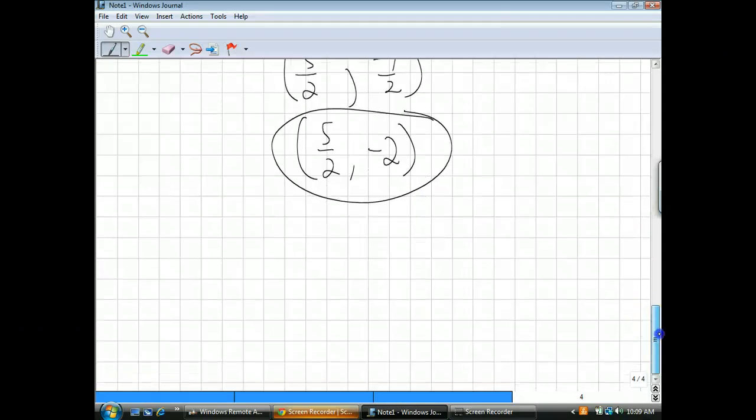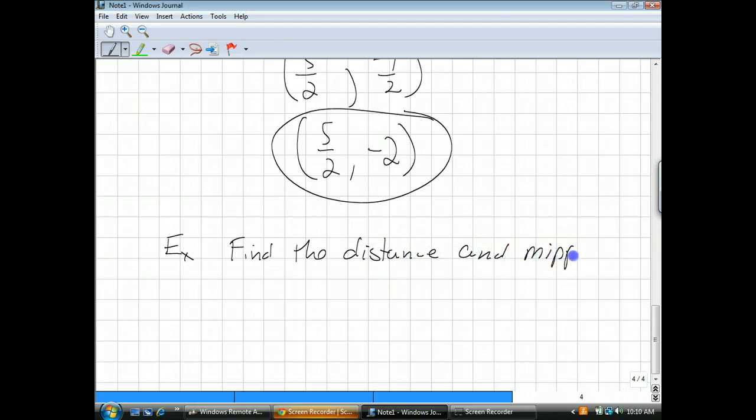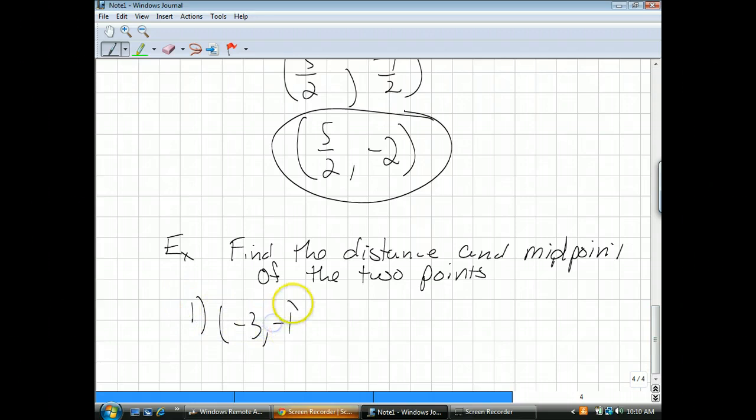Okay? So let's do one more example. Find the distance and midpoint of the 2 points. Okay, so the first one is (-3, -1), and the second is (-7, 5).